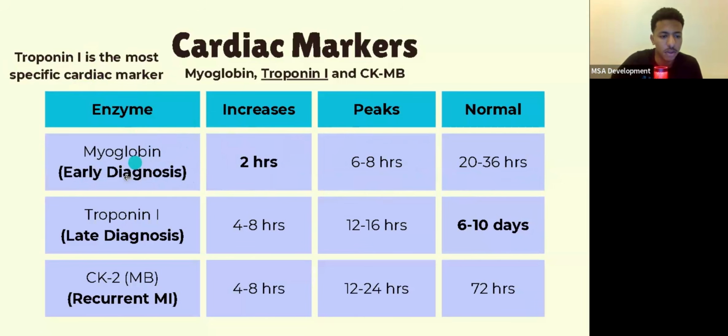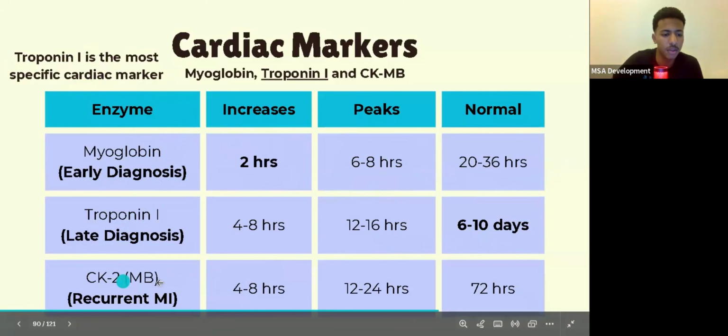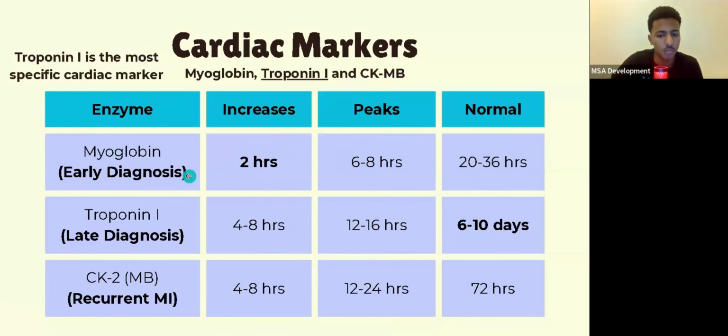Myoglobin is used in early diagnosis because it's the first cardiac marker to increase. Troponin I is used for late diagnosis because it goes back to normal values after the longest time. And just remember CK2 or CKMB for recurrent MIs. Okay? Now, as for the values, I hate to say it, but you have to memorize them. You could get a question on this.